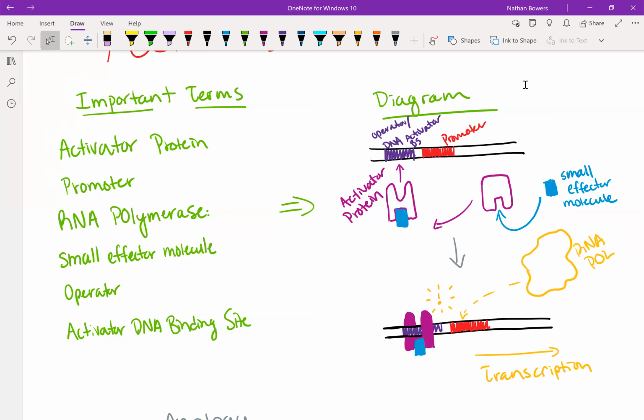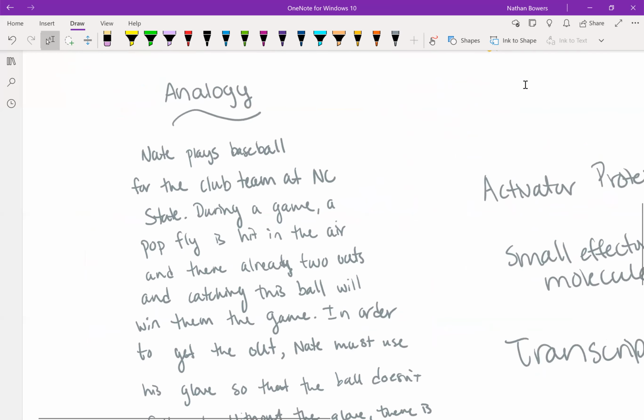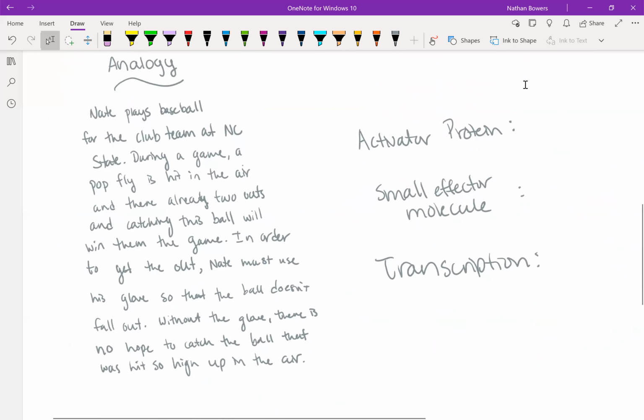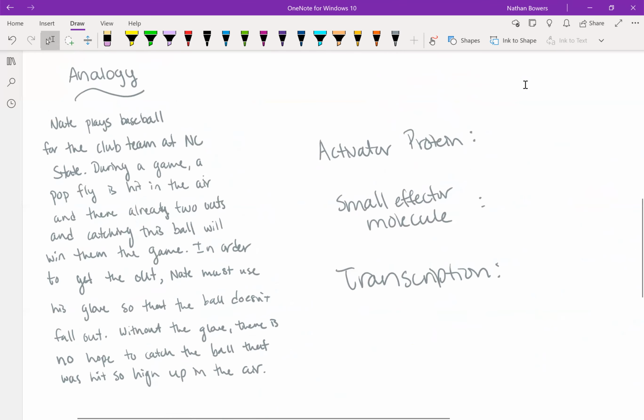So I have made a simple analogy to help everyone understand. In this analogy, I used to play baseball, so I found this kind of interesting. I like this analogy. Nate plays baseball for the club team at NC State. During a game, a pop fly is hit in the air, and there are already 2 outs, and catching this ball will win the game.